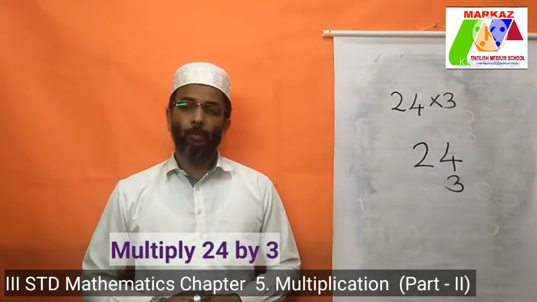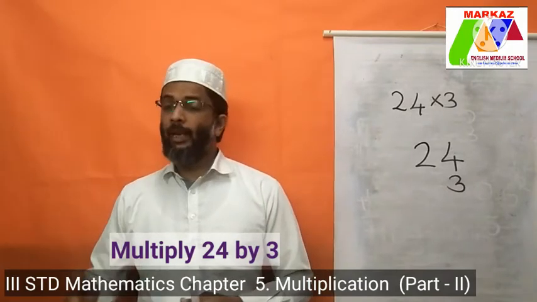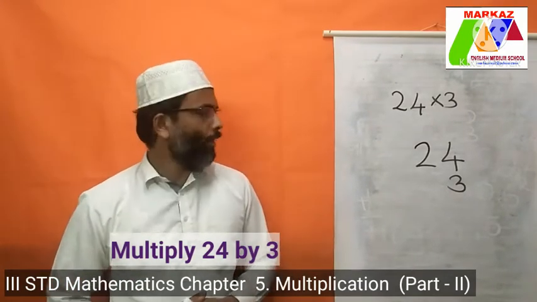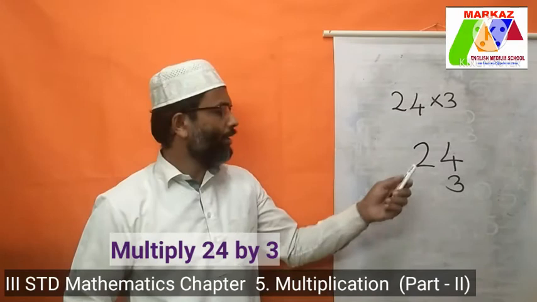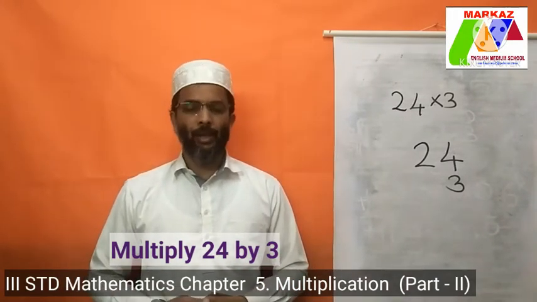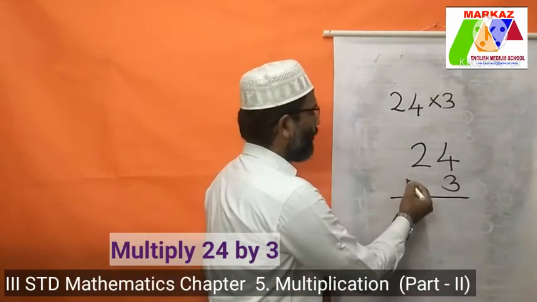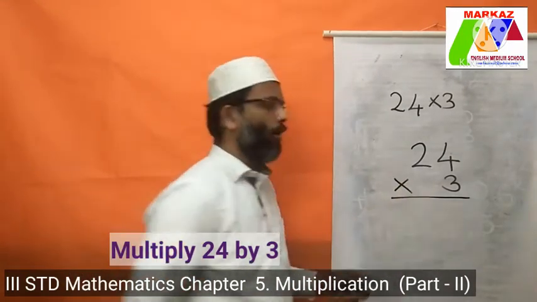When you are given a problem like this, where the numbers are written side by side, you need to rewrite it in stacked form, as we did with addition and subtraction. Then draw an answer line and put the symbol of multiplication.